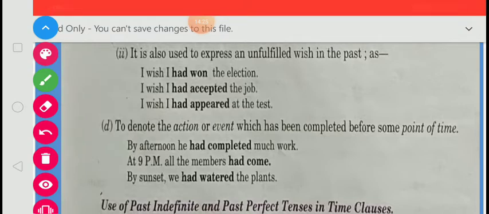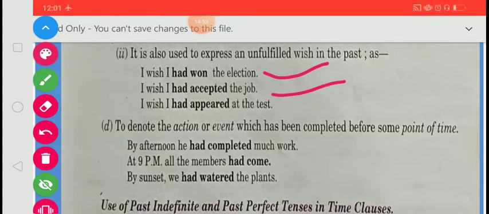It is also used to express an unfulfilled wish in the past. Yes, I wish I had won the election. It means the election has passed now and the candidate has lost the election. So that's why, in order to express an unfulfilled wish in the past, we use this tense. Okay, I wish I had won the election.